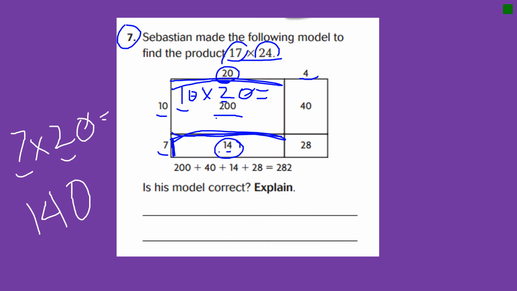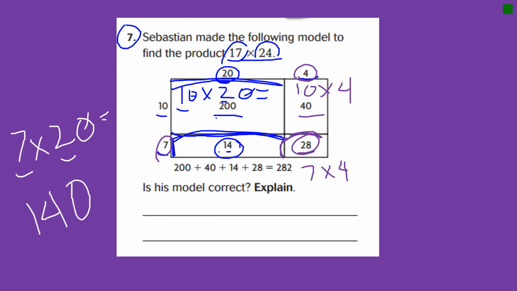Uh-oh. What did he do there? He said 7 times 20 is 14. Okay, so he forgot to add on that extra 0. Okay, so I think we can stop there. Let me just really quickly check here. 10 times 4 is 40. And then here it's 7 times 4. Yep, 7 times 4 is 28.